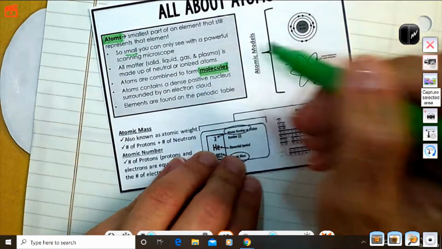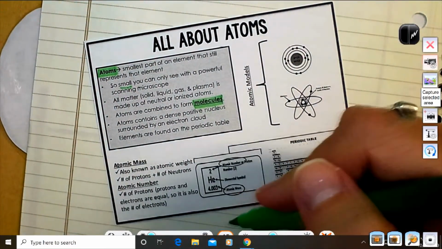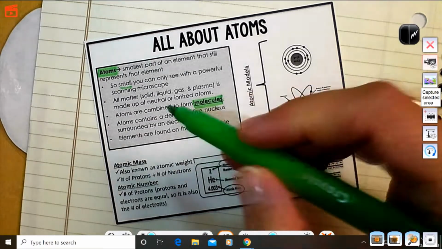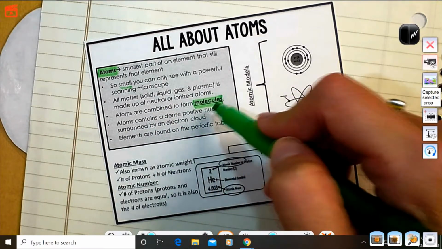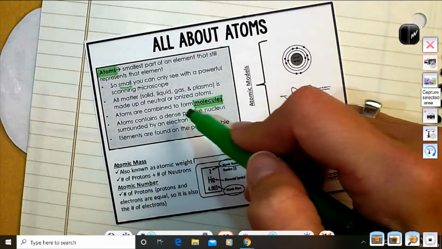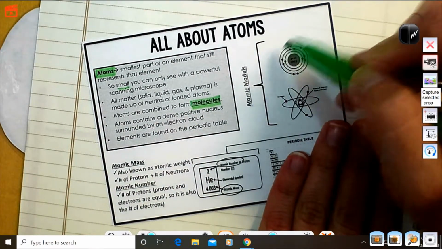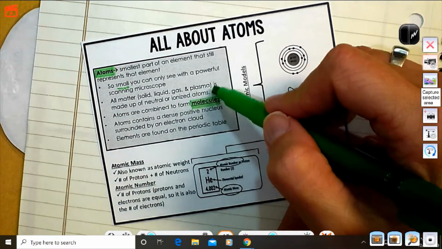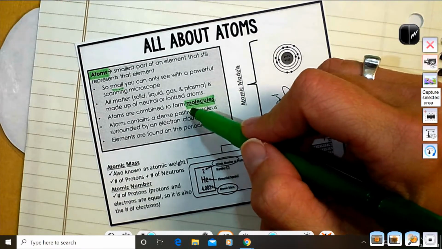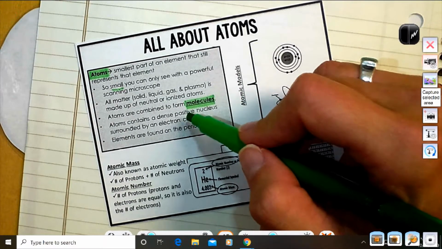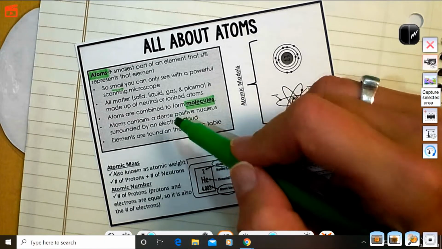Molecules are a topic that we're going to start talking about after we finish talking about atoms. Atoms contain a dense positive nucleus surrounded by an electron cloud. So the electron cloud are all those electron racetracks. And the positive nucleus has the protons and neutrons in it. So it's dense because it's got all the heavy stuff in the middle.